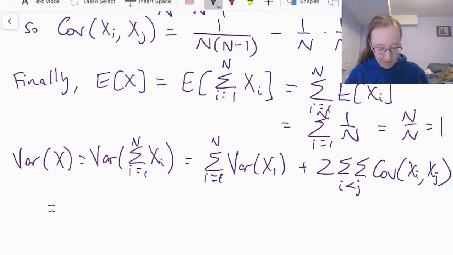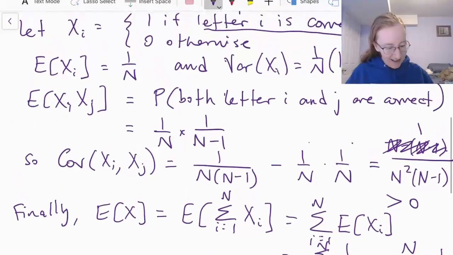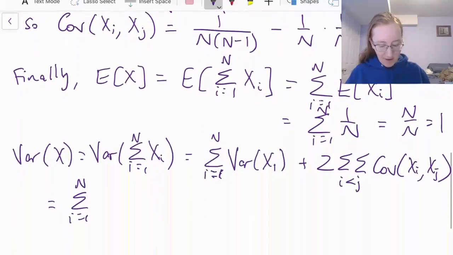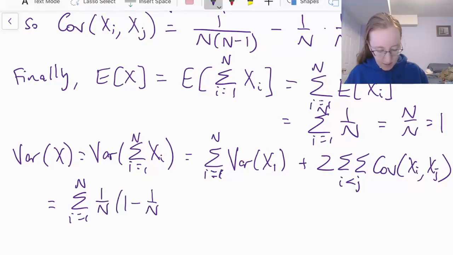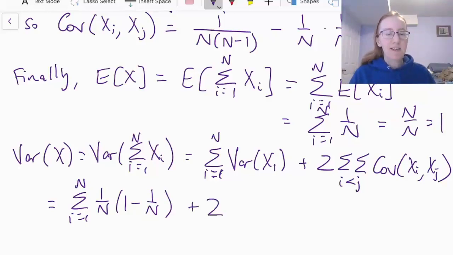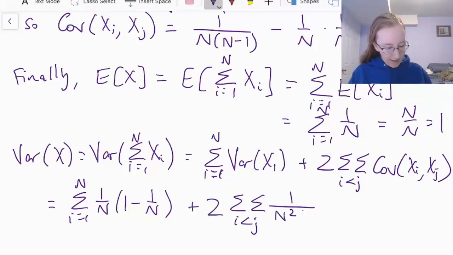So we'll have i equals 1 up to n. The variance of each individual one we had calculated was, let me go find it, 1 over n times 1 minus 1 over n. And then 2 times the covariances. We want to just think about how many terms there are. The sum where i is less than j of this covariance, which we found was 1 over n squared times n minus 1.